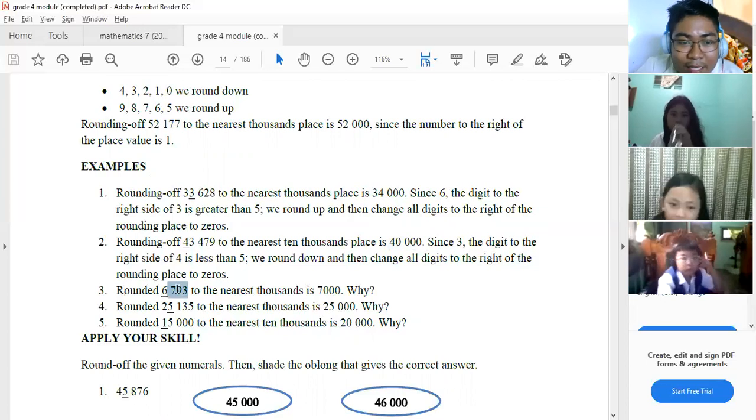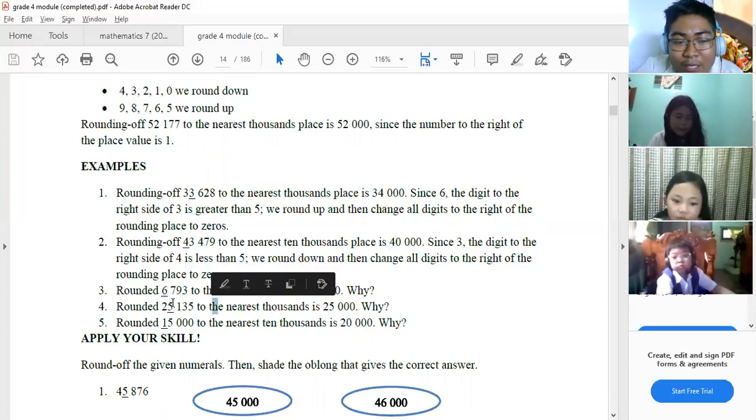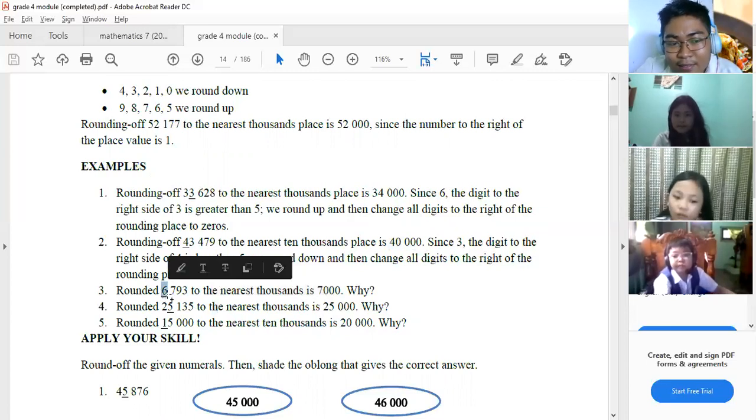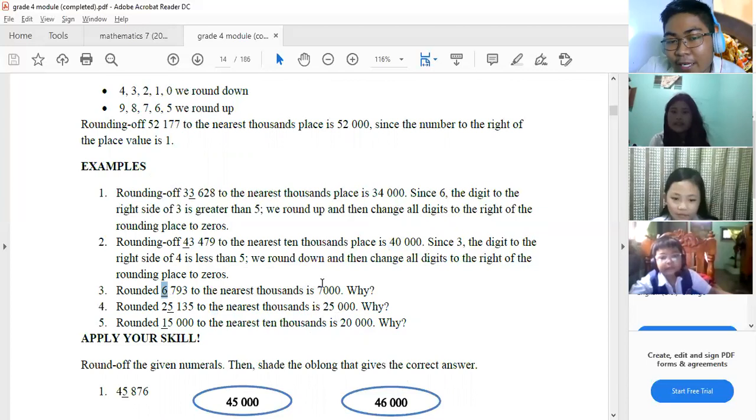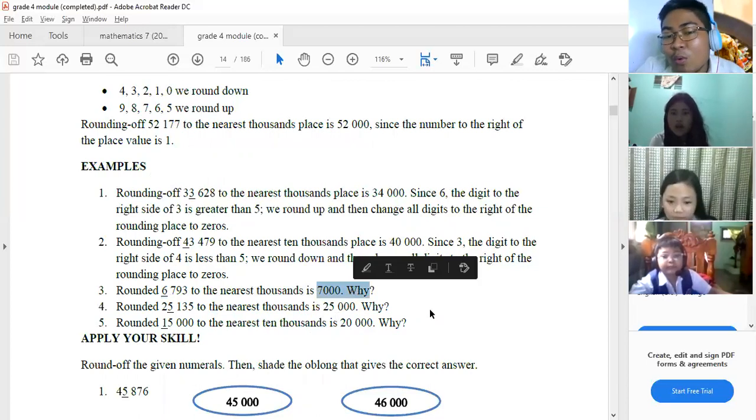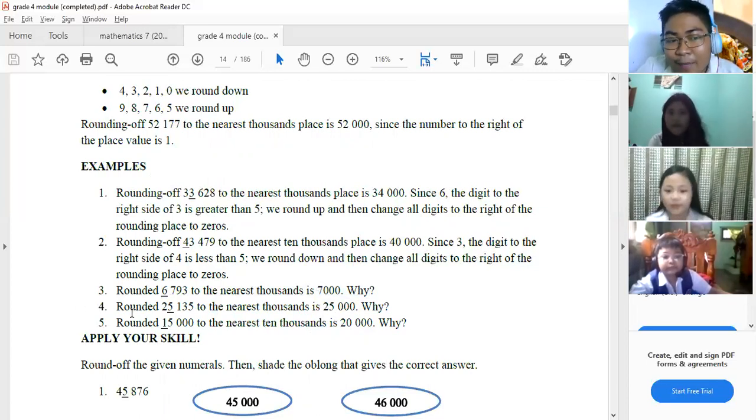Let's try this one. Round 6,793 to the nearest thousand. The thousands digit is 6. What is beside 6? Is it round up or round down? Round up. Therefore 6 becomes 7, which is why it became 7,000.